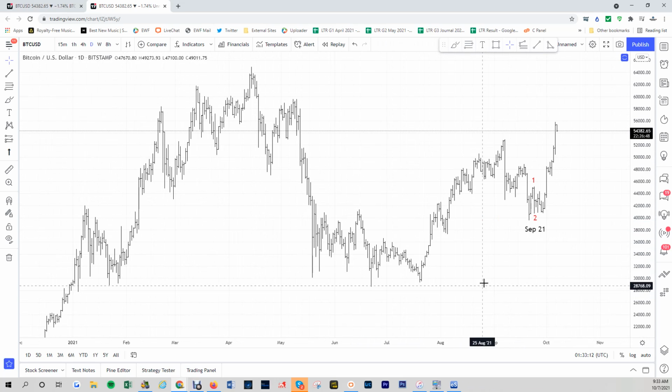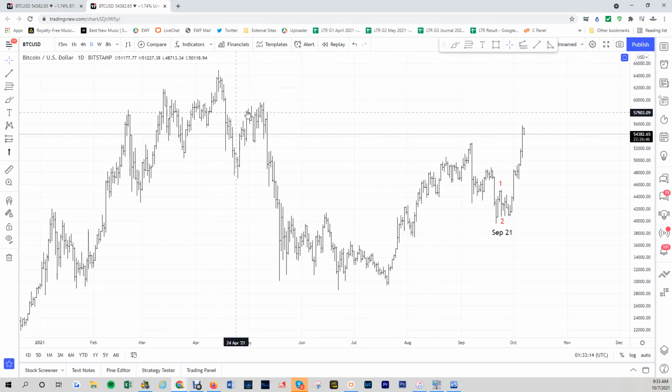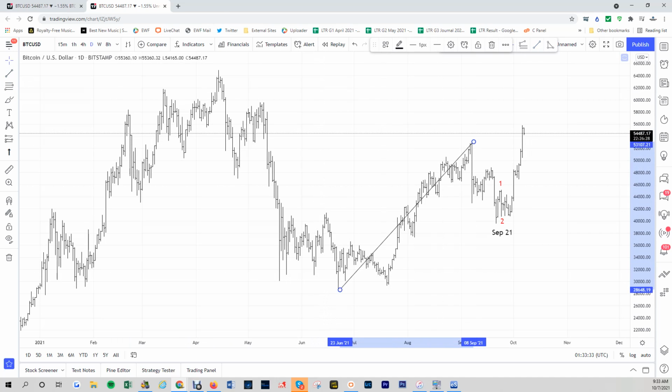Now more importantly though, on the daily, let's take a look at this. Bitcoin had a huge correction from 65,000 all the way to 28,000 over here, and then from here let's take a look at what Bitcoin is doing. You got this rally right here, and then you got this pullback here, and now there are 2 options here.